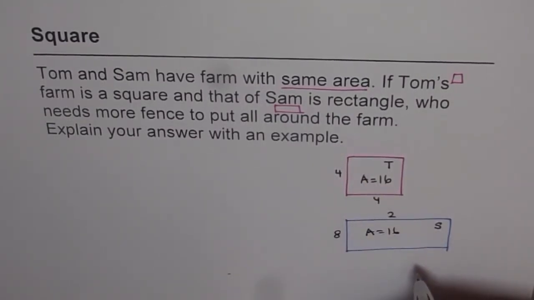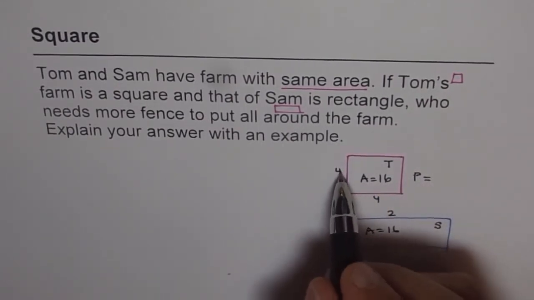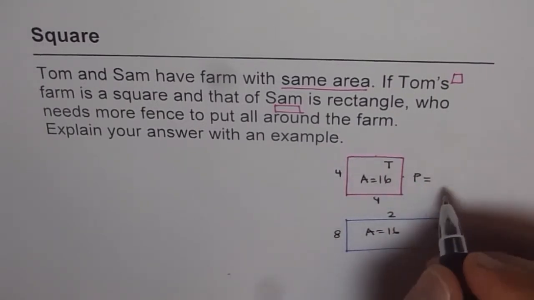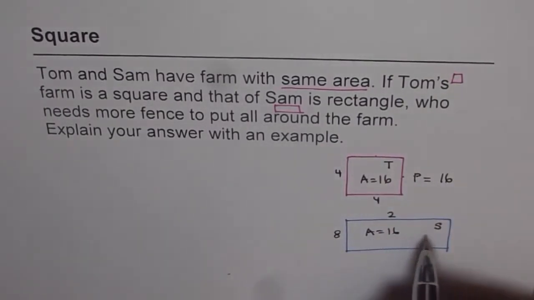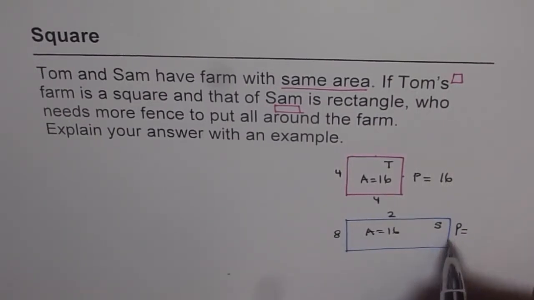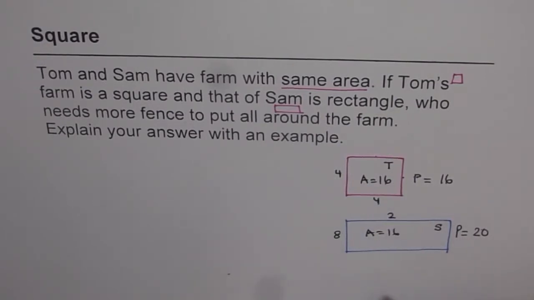But the perimeters are different, right? What is the perimeter in the first case? 4 plus 4 plus 4 plus 4. The perimeter is 16. And how about the perimeter in this case? 8 plus 2 is 10, and 10 on the other side, it becomes 20. So it's clear that we need more fencing for a rectangle than for a square. Do you understand? So it is always like this.